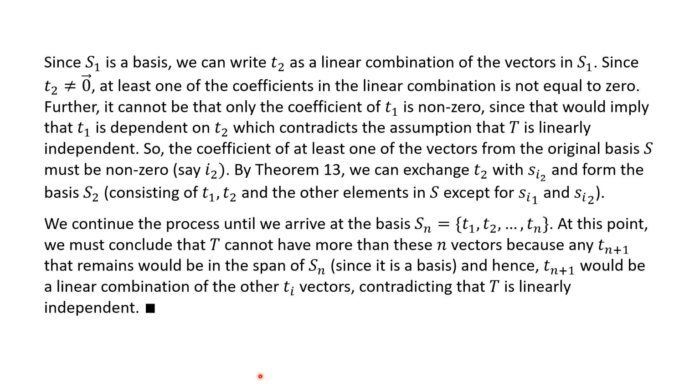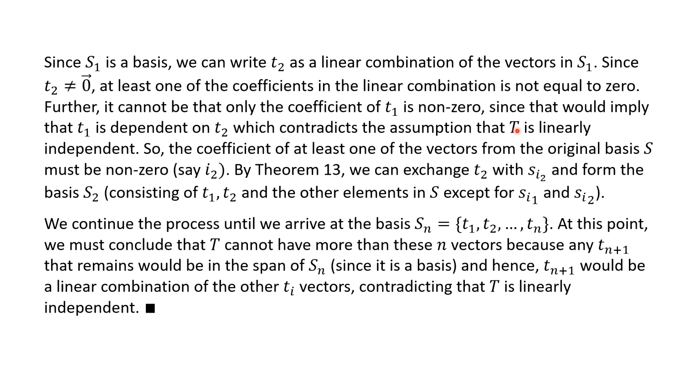We can repeat the same argument that we did on the previous slide, except we'll use S1 in this case. Since S1 is a basis of V, we can write T sub 2 as a linear combination of the vectors in S sub 1. And since T sub 2 doesn't equal the 0 vector, at least one of the coefficients in the linear combination is not equal to 0. Further, it cannot be that only the coefficient of T sub 1 is non-zero, since that would imply that T sub 1 is dependent on T sub 2, which contradicts the assumption that T is linearly independent.